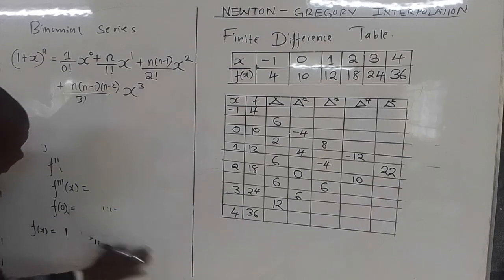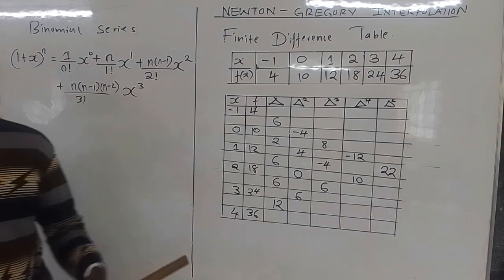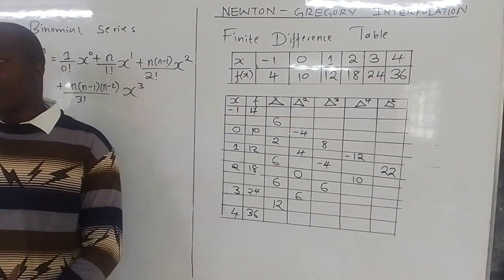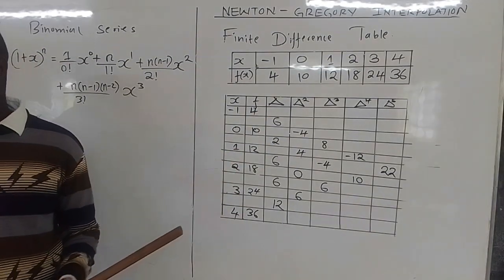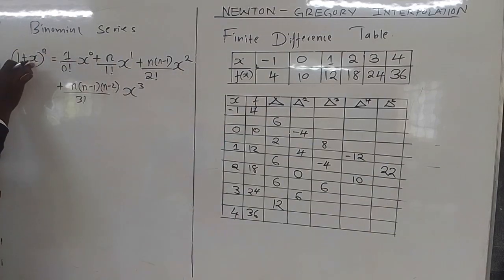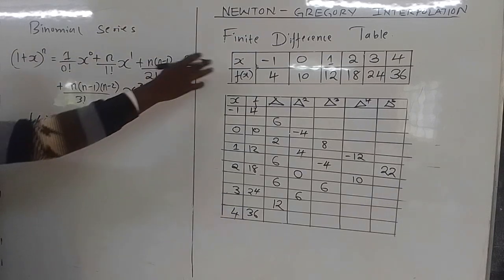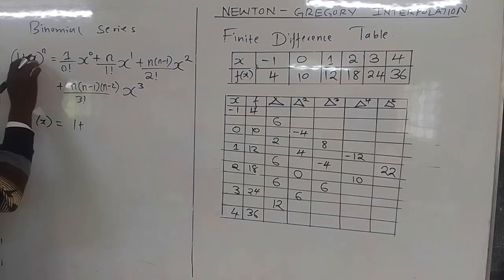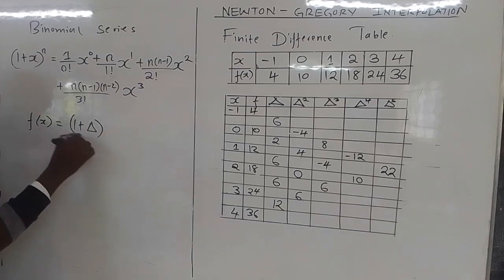Now, this binomial series is actually the polynomial resulting from the finite difference formula. From our finite difference formula, the interpolation polynomial is given by this. Our x is now the change, that delta. If you want to expand a function f of x, it is given by the binomial theorem: 1 plus x, where our x is now the deltas, the differences, so 1 plus delta raised to power.